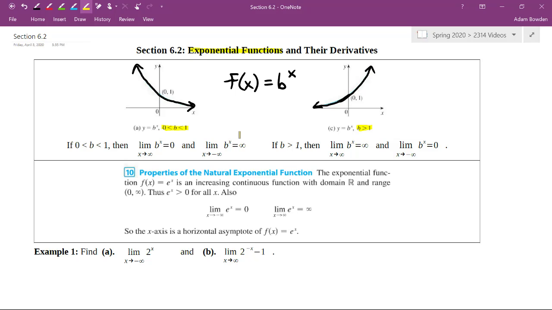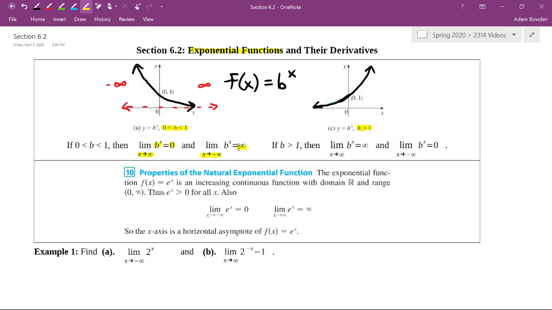And so you can see what some of the limits look like here. In the case of the falling graph, the limit as x goes to infinity of b to the x is equal to 0, because it's approaching the x-axis where it would be equal to 0 as x goes to infinity. As x goes to negative infinity, that is, as x goes to the left instead of the right, the graph continues to go up and the limit would go off to infinity.